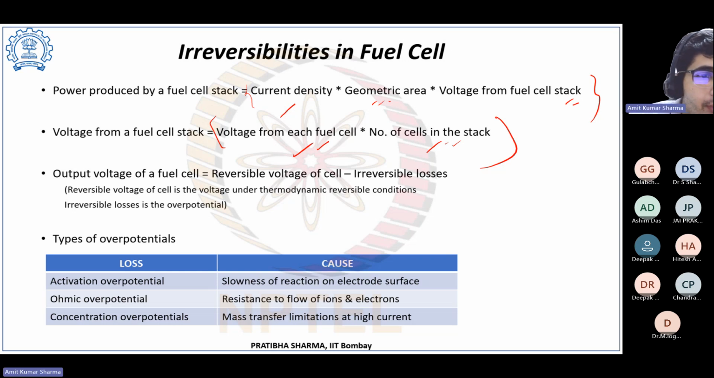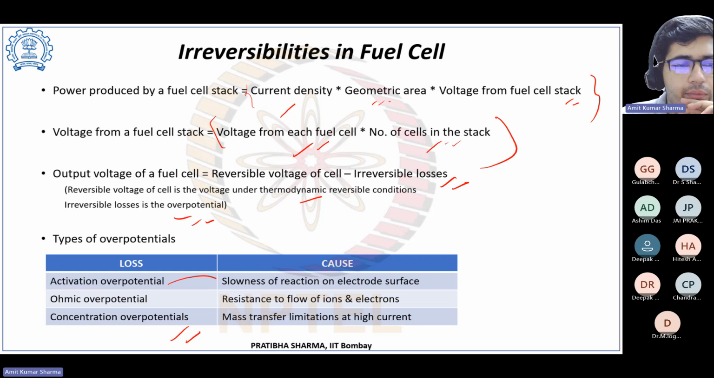Okay, now output voltage of a fuel cell equals the reversible voltage of the cell minus irreversible losses. The reversible voltage of a cell is the voltage under thermodynamic reversible conditions, and irreversible loss is the overpotential. The types of overpotential are activation overpotential, ohmic overpotential, and concentration overpotential. Activation is due to the slowness of reaction on the electrode surface, ohmic is resistance to the flow of ions and electrons, and concentration is the mass transfer limitation at high current densities.